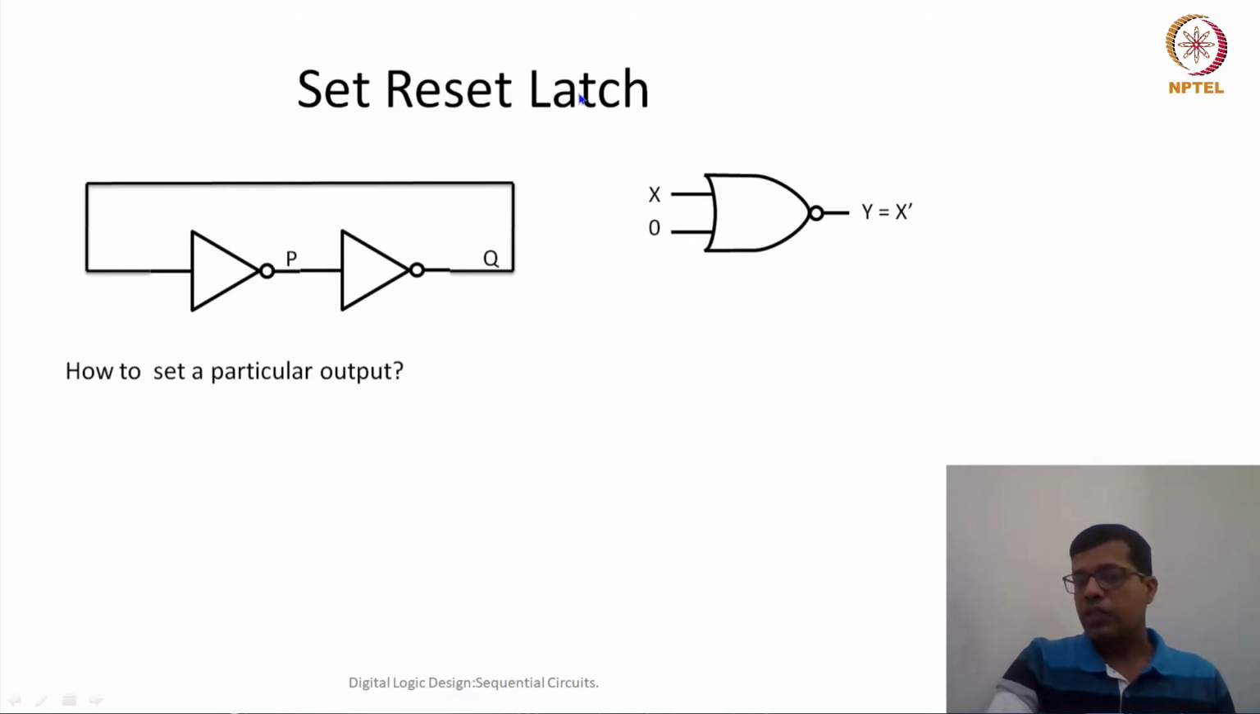If the other input is 1, then it will make sure the output is always 0 irrespective of x. So let's assume that we always have 0 here, the other input is tied to 0, and then we can replace both of these inverters with our NOR gates. So now we are replacing our inverters with NOR gates.